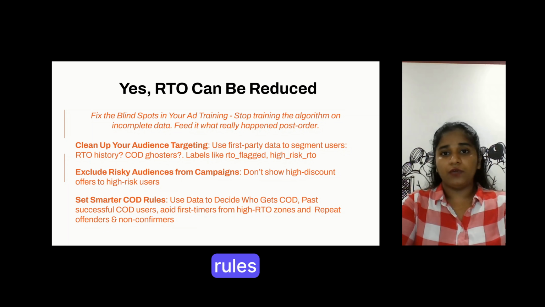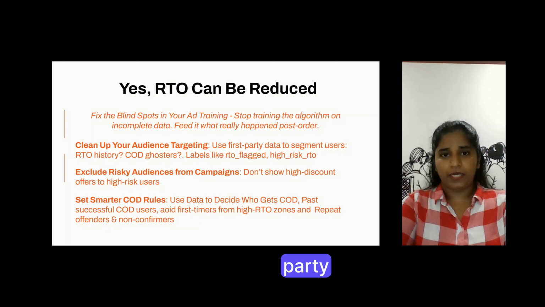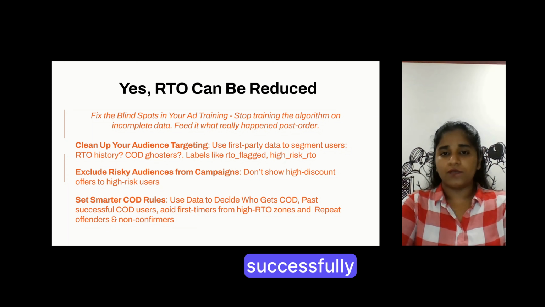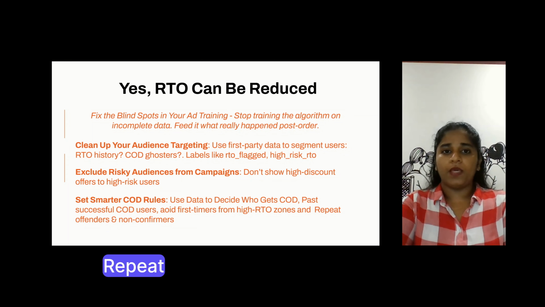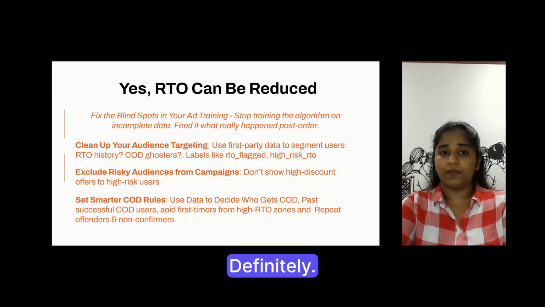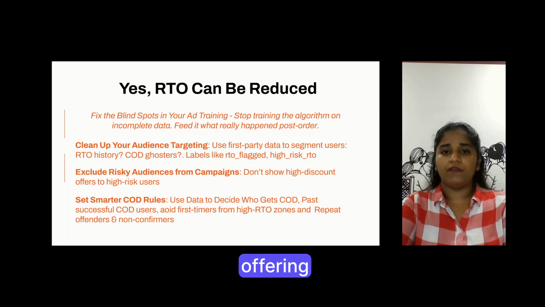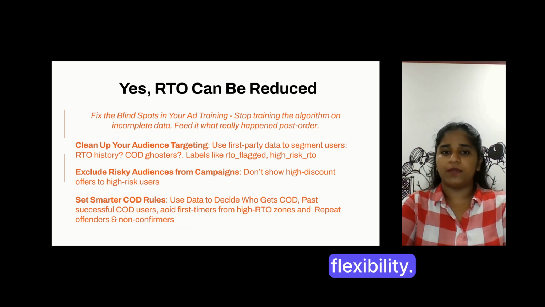Now, set smarter rules for COD campaigns. Look, not all COD is bad, but not all COD users are equal either. With first party data, you can get smart about who gets that option. Users who have successfully paid COD before, first time users from high RTO zip codes, users who ignored your order confirmation text or email, repeat offenders with failed deliveries, definitely. This isn't about blocking COD entirely, it's about controlling risk with actual behavioral data. You're still offering flexibility, but now it's calculated flexibility.